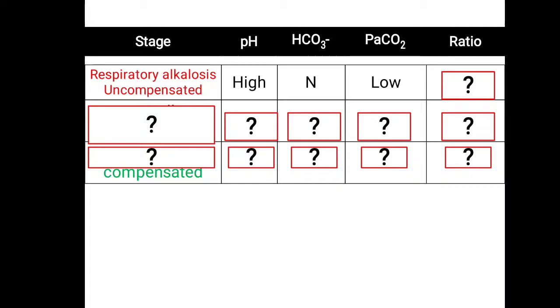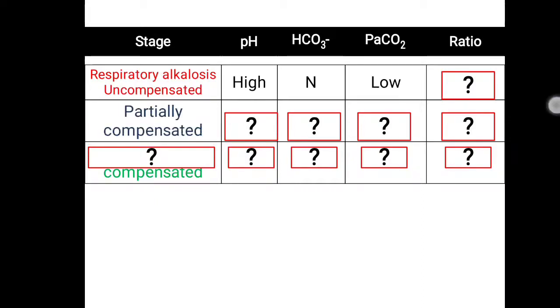Now further you have to identify whether it is uncompensated, partially compensated, or fully compensated. In uncompensated, the secondary change is not there. Secondary means either bicarbonate or partial pressure of carbon dioxide, whichever is related to the acid-base disorder. If this secondary change is not seen, it is an uncompensated condition. Here there is respiratory alkalosis, but the secondary change is not there, so it is uncompensated.